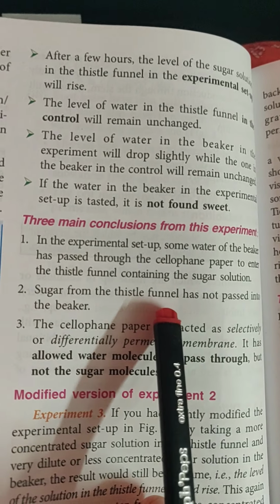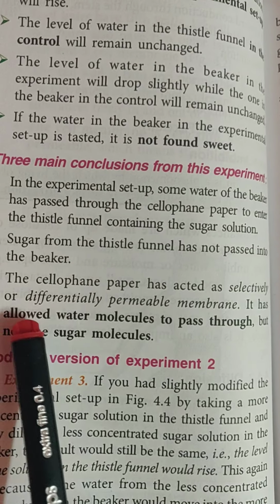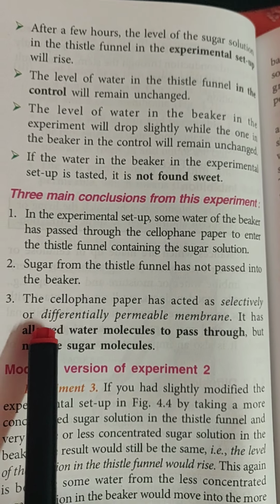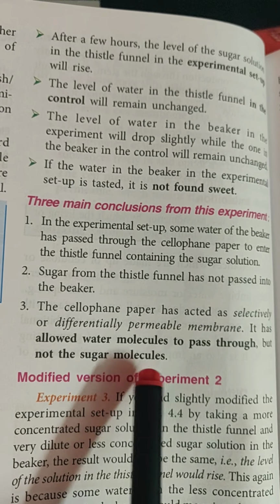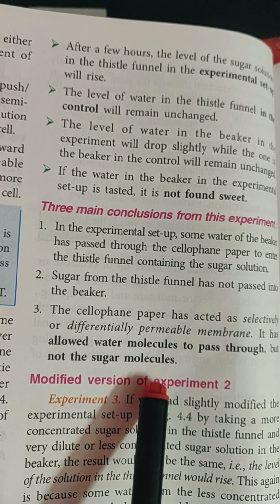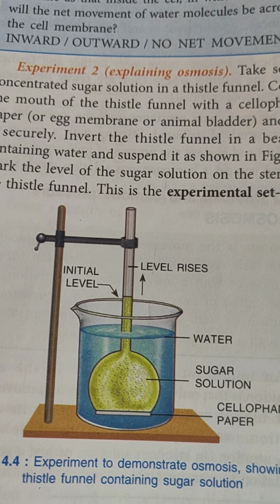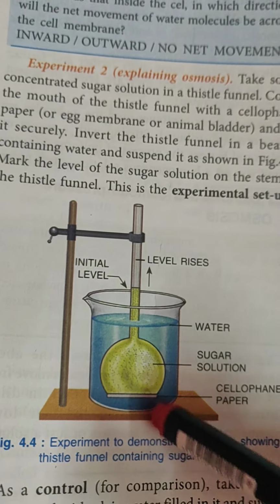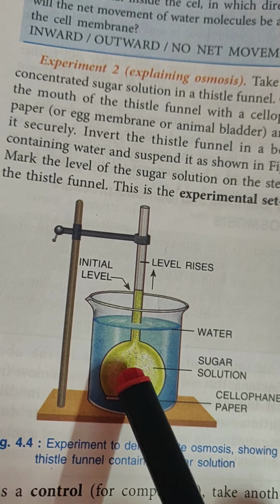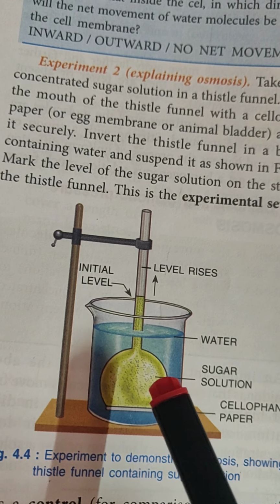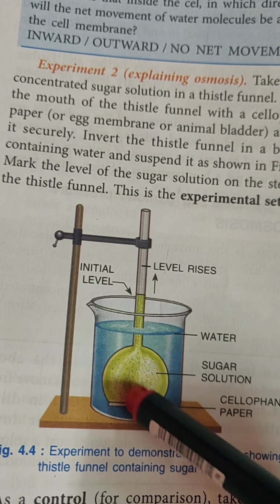Now, sugar from the thistle funnel has not passed into the beaker, and the cellophane paper has acted as a selectively or differentially permeable membrane. It has allowed water molecules to pass through but not the sugar molecules. And that is what happens in the case of osmosis. The water moved in through the cellophane paper because the cellophane paper allowed the movement of water. But sugar molecules, as they were large enough in comparison to water molecules, could not move out.